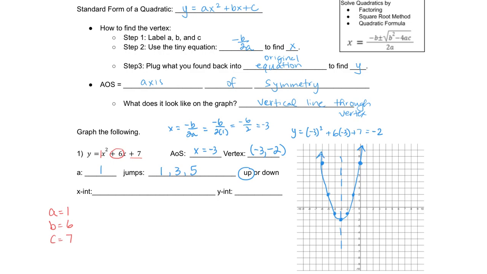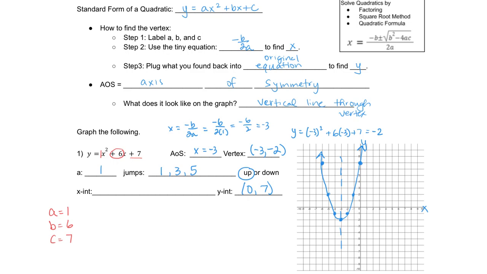So this is what we've done before. The only difference is finding our vertex a different way. And so I can see right here, I have my y-intercept where it crosses the y-axis. Let's label that X and Y. And so (0, 7) is our y-intercept.